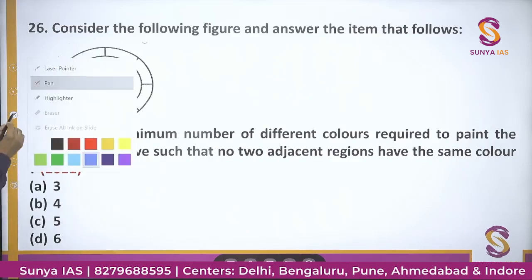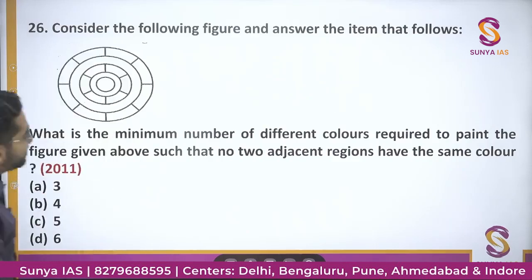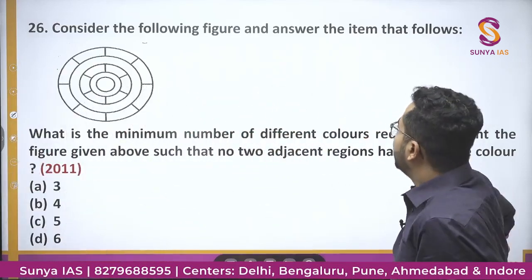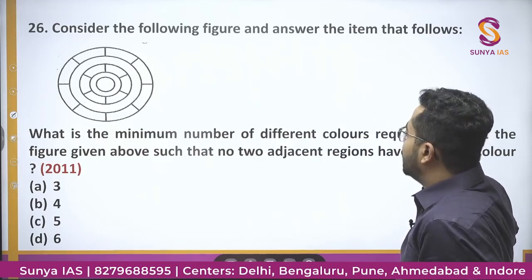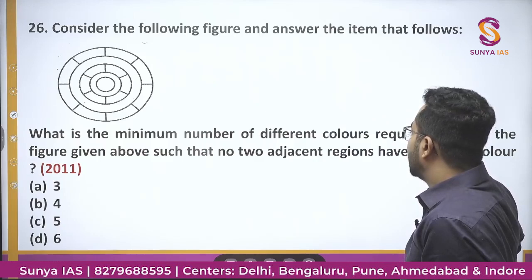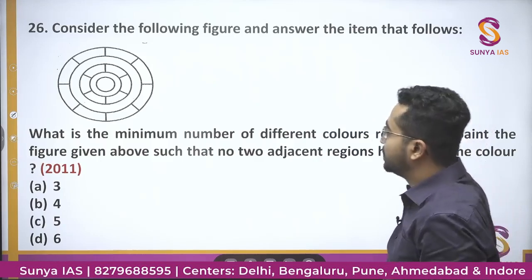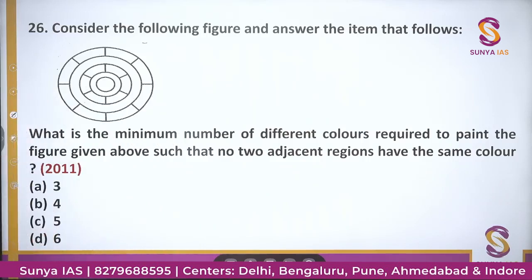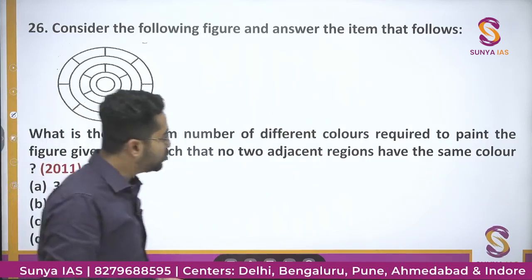Okay. So in this question, this was asked in the year 2011, consider the following figure and answer the item that follows. What is the minimum number of different colors required to paint the figure given above such that no two adjacent regions have the same color?